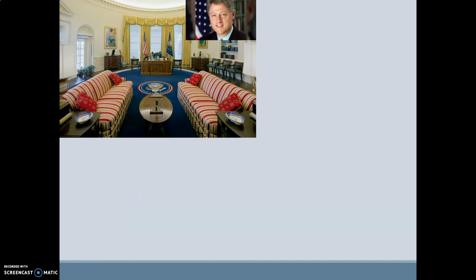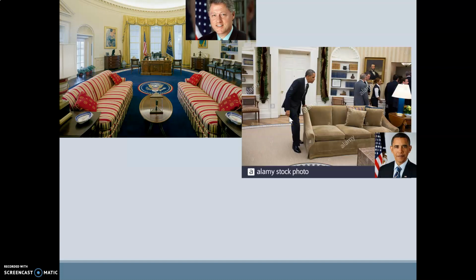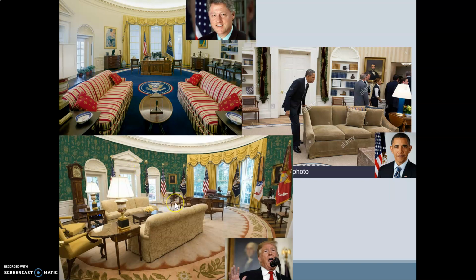Let me give you some well-known celebrity examples. Take the really well-known Oval Office in the White House. We can see that President Bill Clinton used a red striped couch in his office. President Barack Obama switched it to a light brown colored couch to show that he's really a low-key person. Whereas Donald Trump uses really bold and floral decorations and furniture to show what kind of person he is.